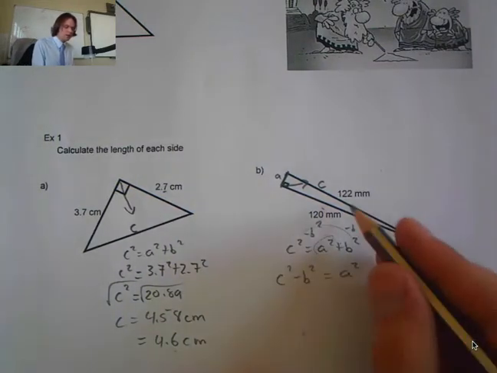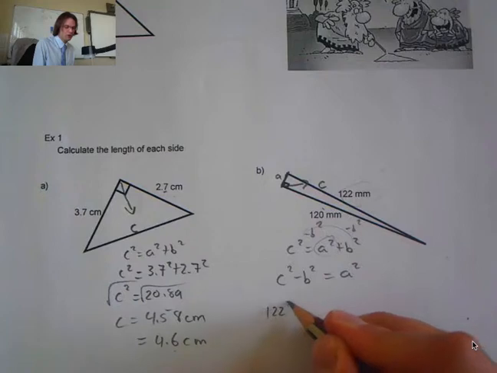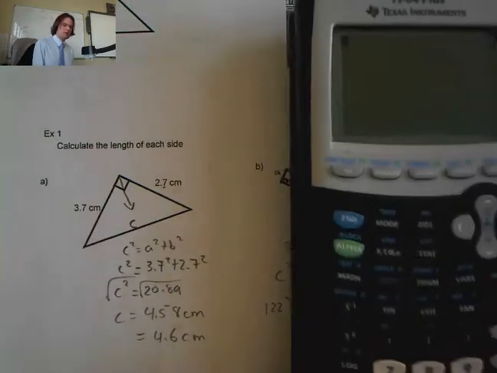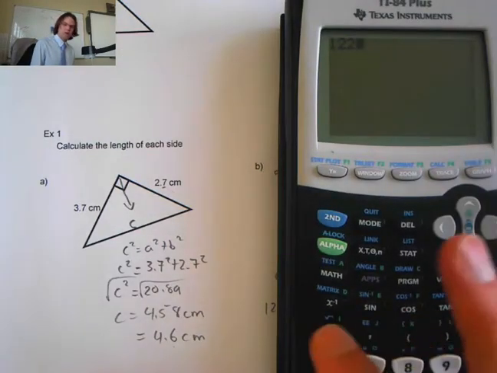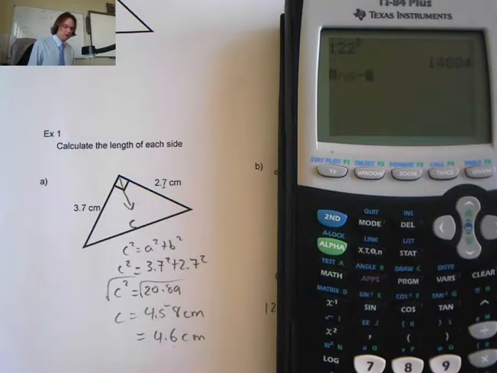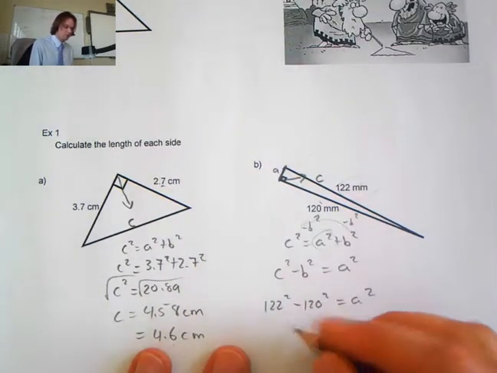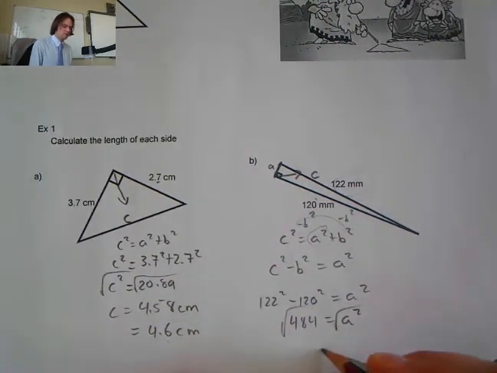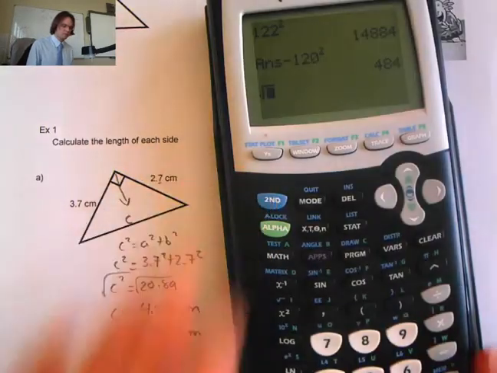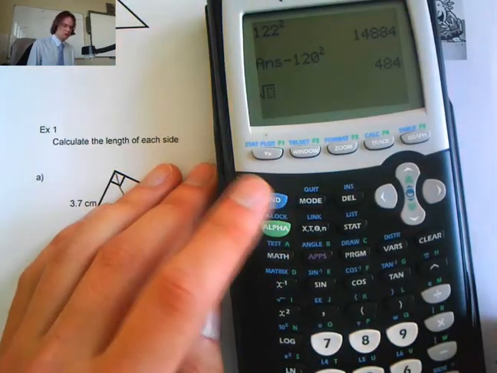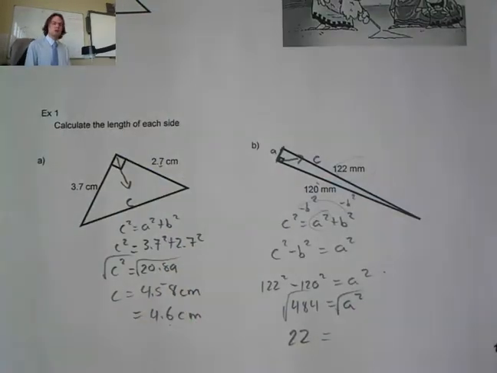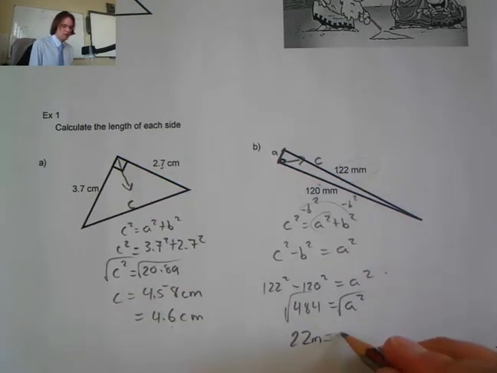Okay, so we end up getting now, this is 122. 122 squared minus 120 squared is equal to a squared. So putting this in my calculator, 122 squared, and I want to subtract 120 squared, which will give me 484. Okay, so I have 484 is equal to a squared. Now I've got to square root both sides. So I put that in, and I get 22. So 22 millimeters is equal to a.